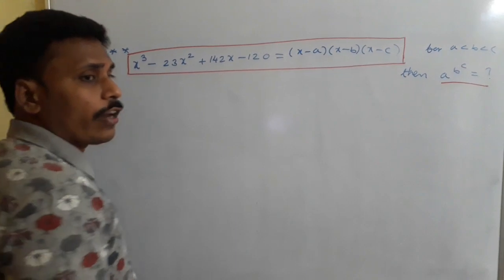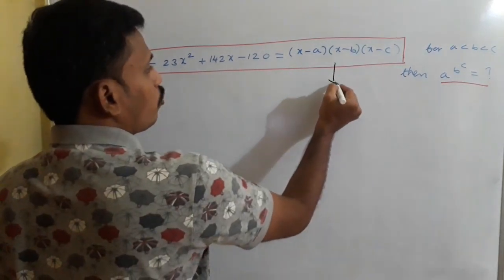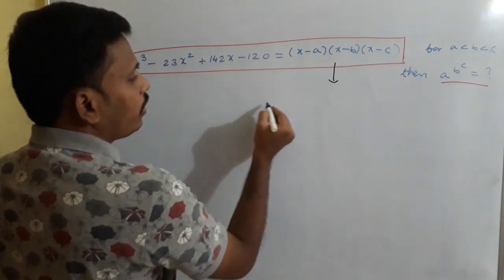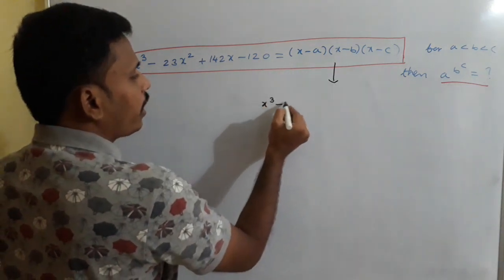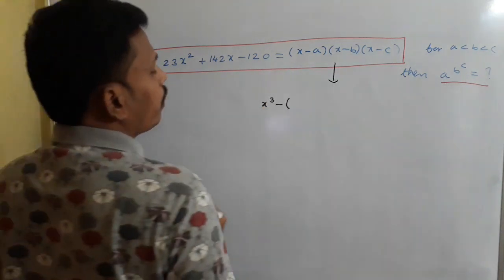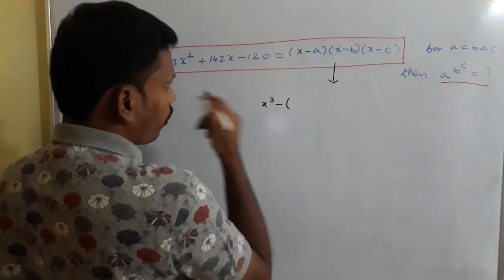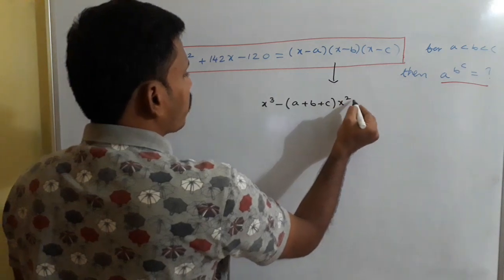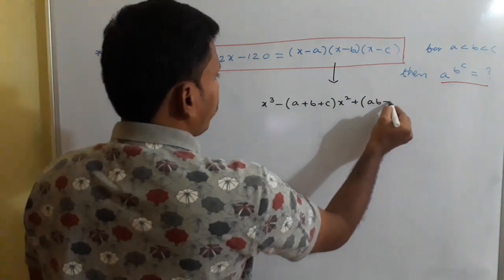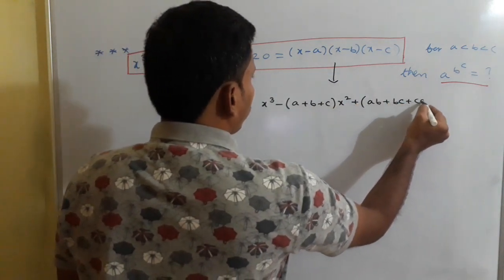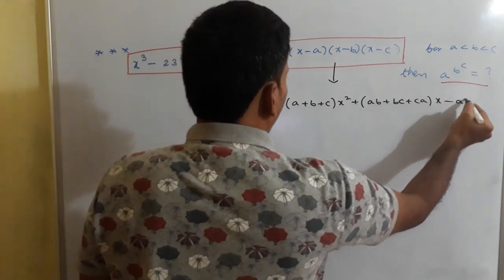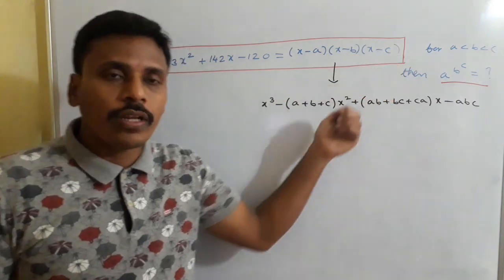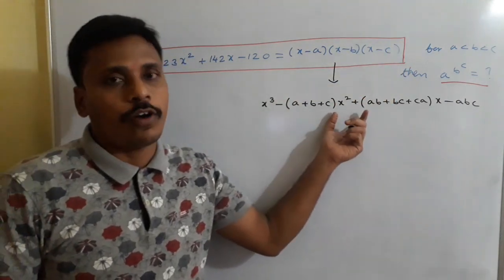First of all, you just try to multiply this (x minus a) into (x minus b) into (x minus c) simply. I am writing directly. That product is simply nothing but x cube minus (a plus b plus c) into x square plus (ab plus bc plus ca) into x minus abc. If you multiply these three linear factors, you will get again a cubic expression of this format.